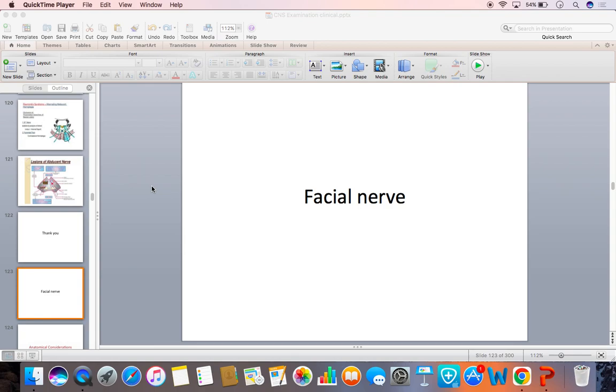So, the upper face is bilaterally represented, whereas the lower face is innervated by the fibers from the contralateral motor cortex. So, in lesions of the upper motor neuron of the facial nerve, the upper face is spared, and there is weakness only of the muscles of the lower face.